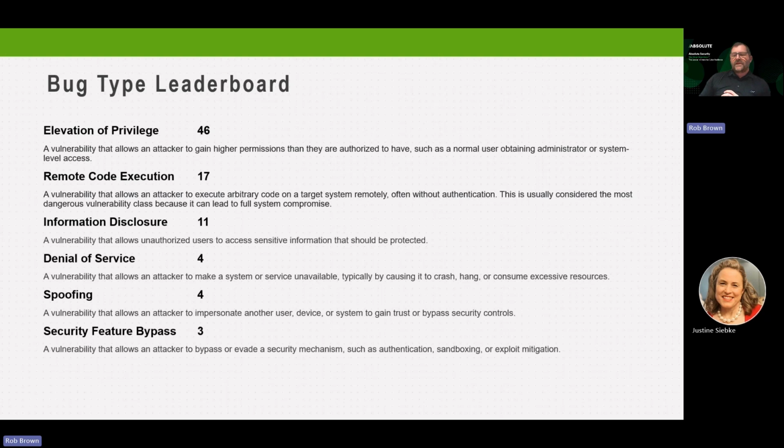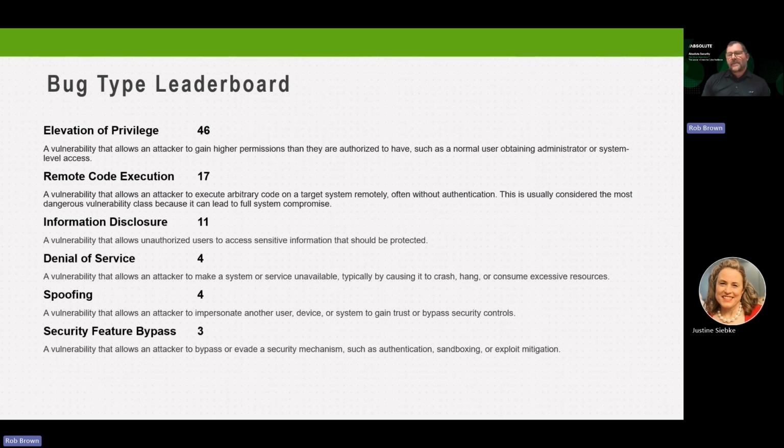We had 4 spoofing vulnerabilities. That's a vulnerability that allows an attacker to impersonate another user, a device, or a system to gain trust or bypass security controls. And security feature bypass, we have 3 of those. That's a vulnerability that allows an attacker to bypass or evade a security mechanism, such as authentication, sandboxing, or exploit mitigation.